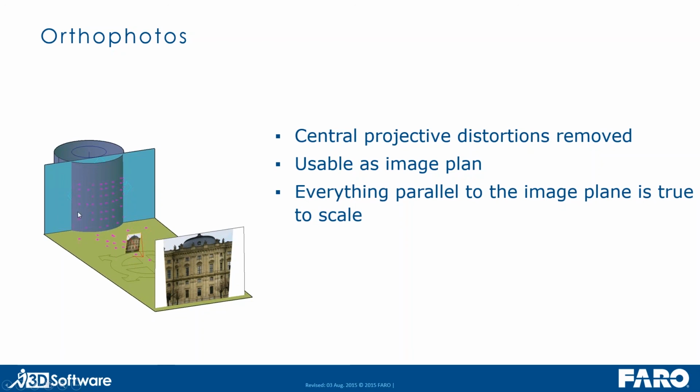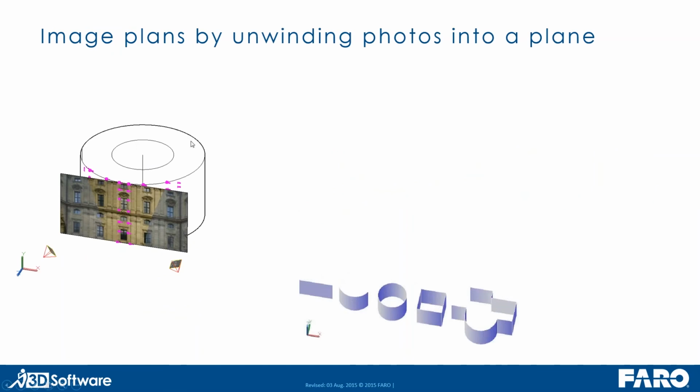Therefore, if you have a curved feature and want to measure true length on top of this cylinder or in the unwrapped image, then you would need to use the unwrap command rather than the orthophoto command. And here is how this works.